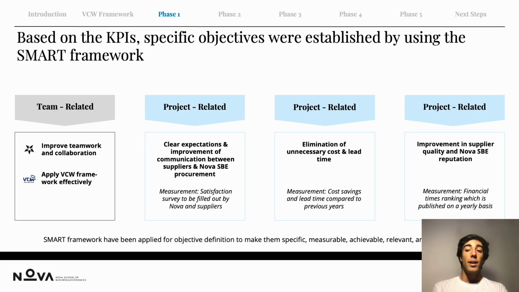Now, based on the KPIs, we established specific objectives, which we divided into two types, team-related and project-related. The team-related objectives were to improve teamwork and collaboration and to apply the VCW framework effectively. And the project-related were to improve the communication between suppliers and Nova SBE's procurement department, to eliminate unnecessary costs and lead time, and also to improve the supply quality and Nova's reputation.